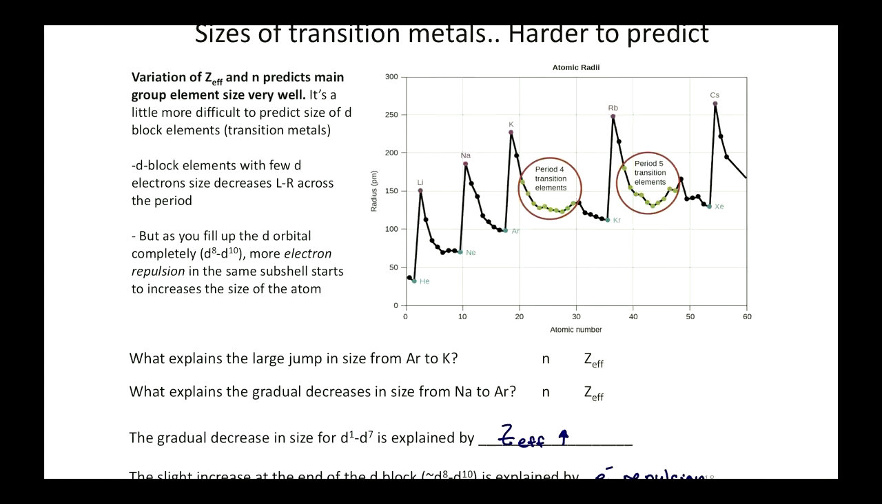As we are going left to right across the periodic table, we're adding an electron and a proton. So Z increases, but our shielding doesn't increase. So what we see as we go left to right, Z effective is what draws those electrons a little bit closer to the nucleus, so the atom gets smaller. But that is only true until around 6 or 7 D electrons. So once we start getting to 8, 9, 10 D electrons, something else takes over.